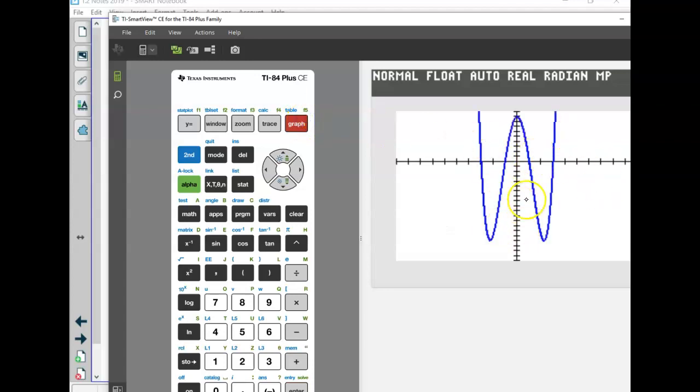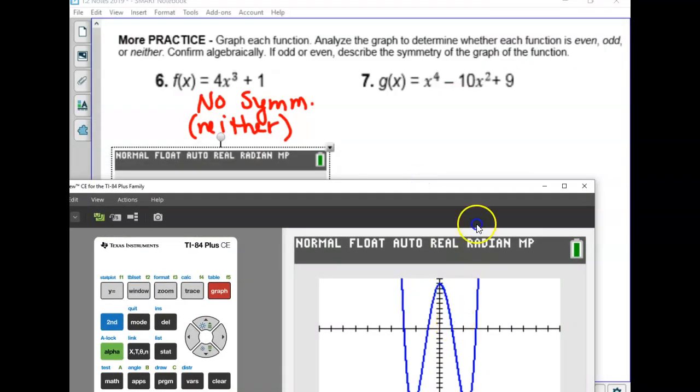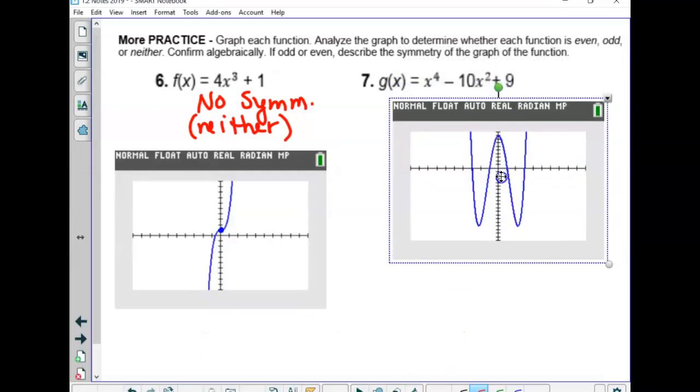Well, I'm looking at pretty much the whole thing here, and it looks okay to me to have what kind of symmetry? Okay, y-axis symmetry, right? It's flipped right across the y-axis, which does make it what kind of a function? Even. Okay, so y-axis symmetry, which makes it an even function.